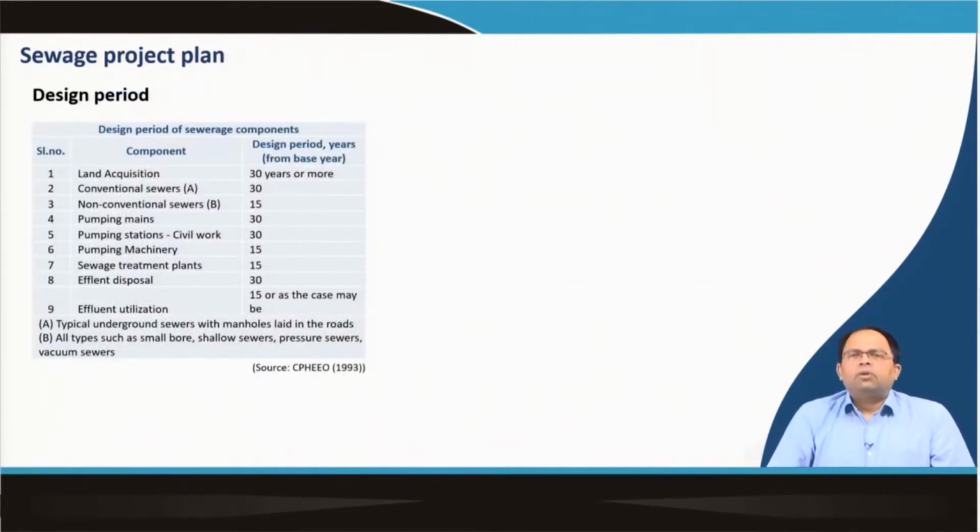Similar to water supply projects, whenever we talk about sewage projects, we need to have a design period, of course. As you know, in most cases the design period is 30 years, particularly for conventional sewers, but for non-conventional sewers like decentralized systems, we can think of design periods like 15 years. Then pumping mains 30 years, pumping stations 30 years for the civil part, the machinery part is 15 years, that is, we can replace pumps and all. Then sewage treatment plants 15 years, because it also involves a lot of machinery. Then effluent disposal 30 years, effluent utilization 15, or as the case may be. So this is the design period, which is similar to water supply systems as well.